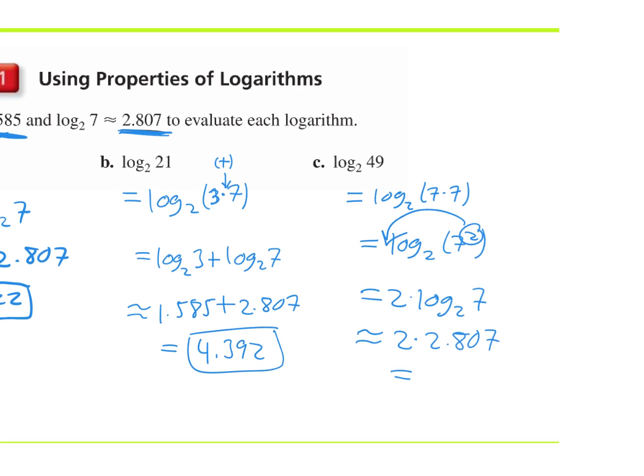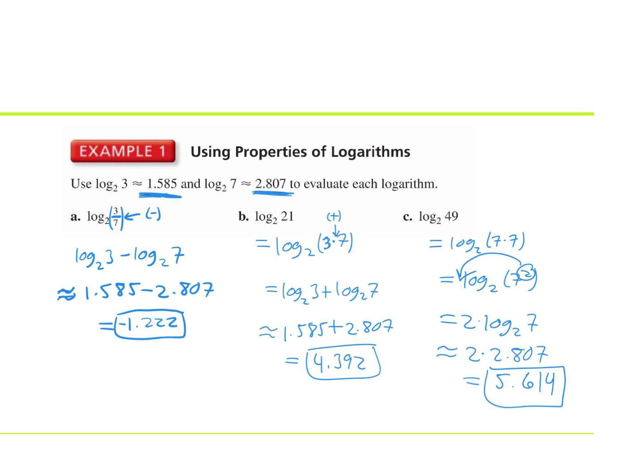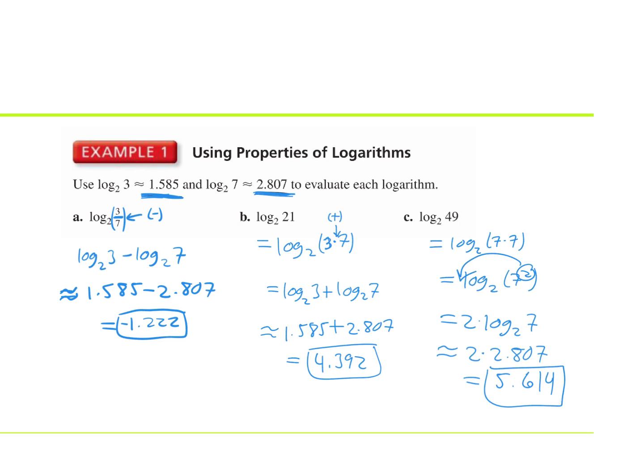And that's going to get us 5.614. Right, so hopefully we see that in these examples, the properties of logarithms are pretty useful if we're given some information, right? We're able to manipulate each expression into something where we can use information that we already know.